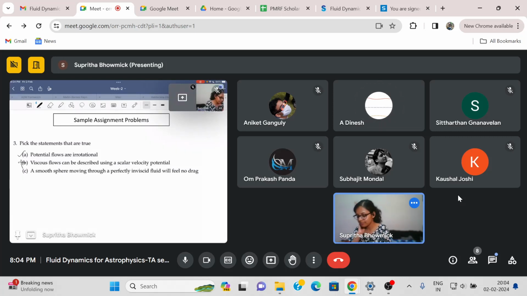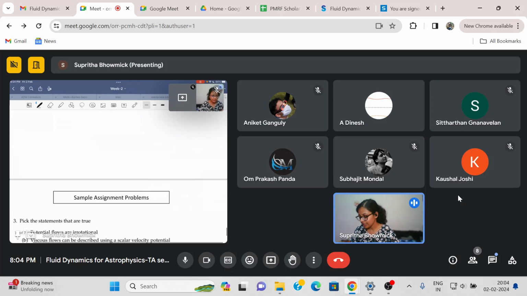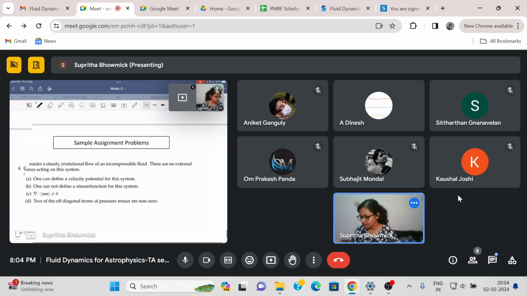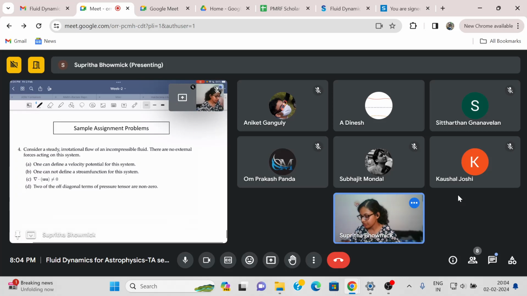C: a smooth sphere moving through a perfectly inviscid fluid will feel no drag. True, absolutely. It's a non-viscous fluid. What will provide the drag? Nothing. It'll move smoothly. So the correct options are A and C. Okay, moving on to the next question.